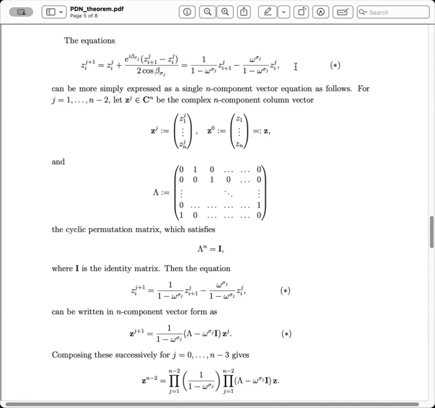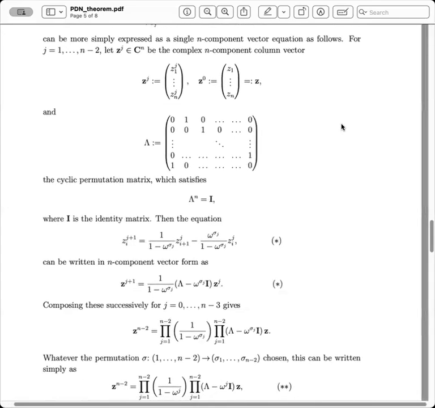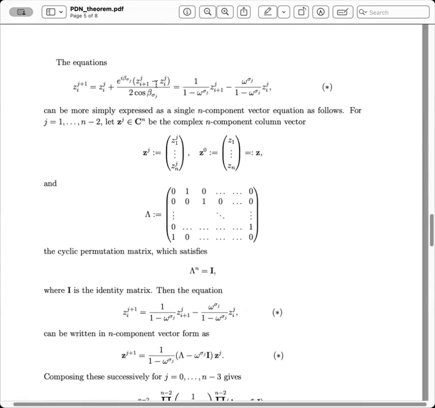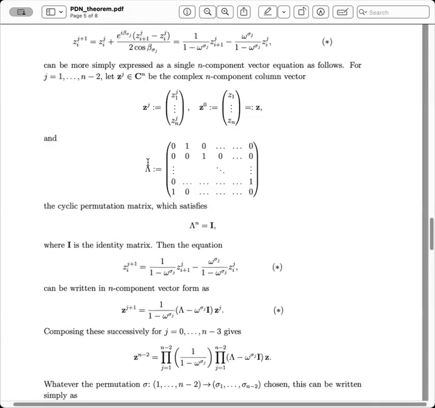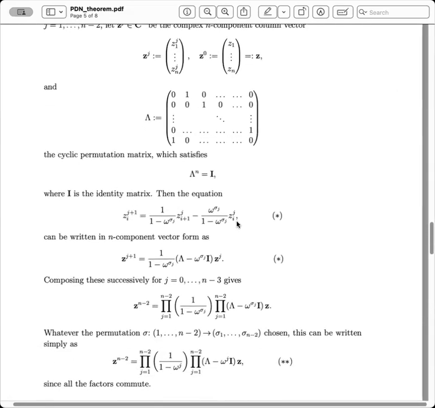Now, in order to express star in a nice vector form, because of the shift in the indices from i to i plus 1 that appears, it's going to be useful to introduce the cyclic permutation matrix lambda with zeros everywhere except ones above the principal diagonal and in the left-hand corner. So that is a cyclic matrix whose nth power is the identity matrix.